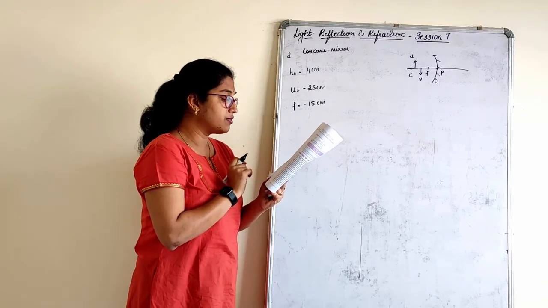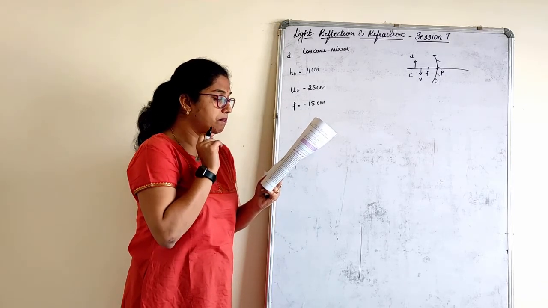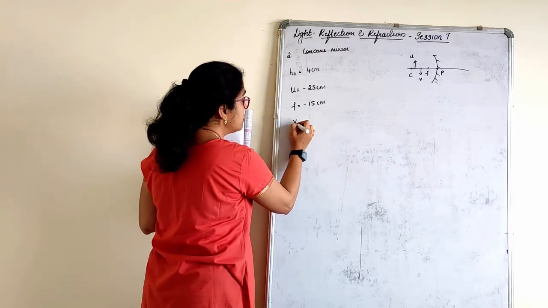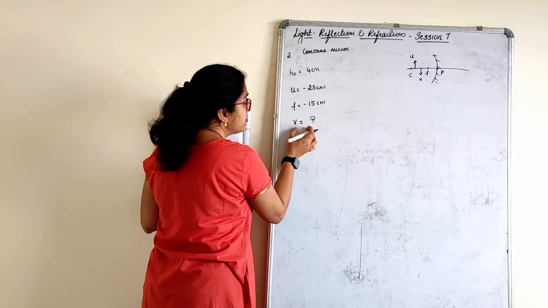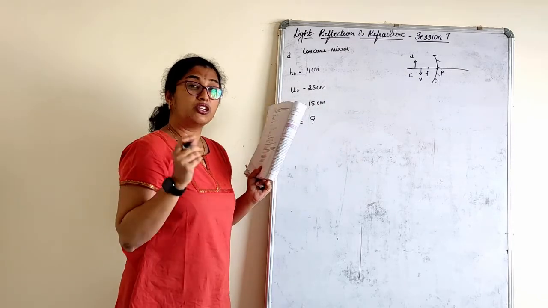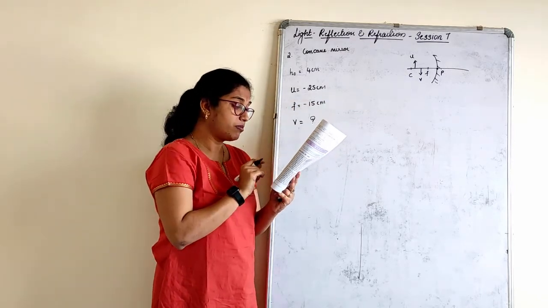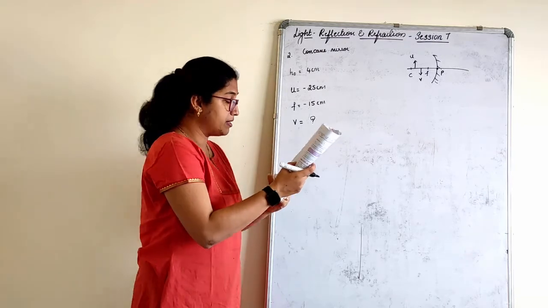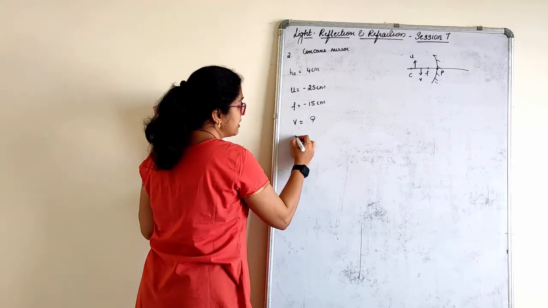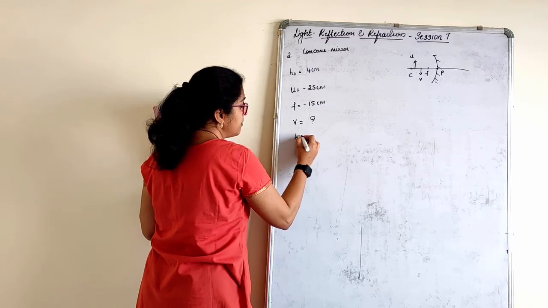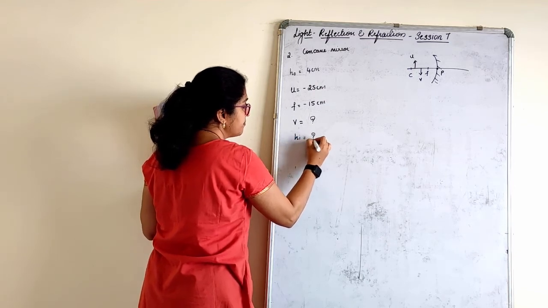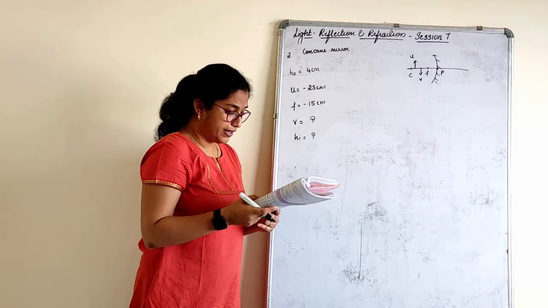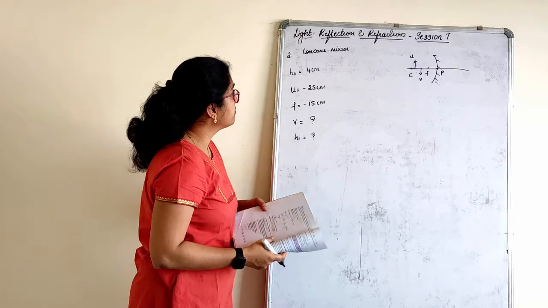At what distance from the mirror should the screen be placed in order to obtain a sharp image? At what distance should I place a screen? That is V, so that I will get a sharp, crisp image. Next part: also find the nature and size of the image. Height of the image also I have to find. That's all they have given here. So according to this, let us start writing.